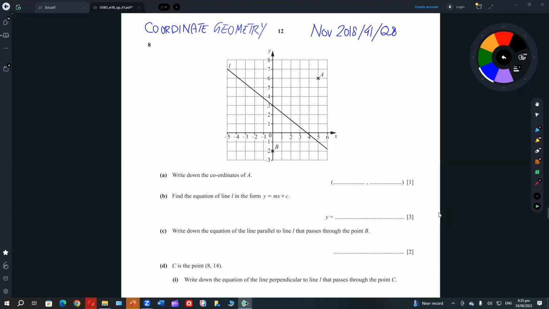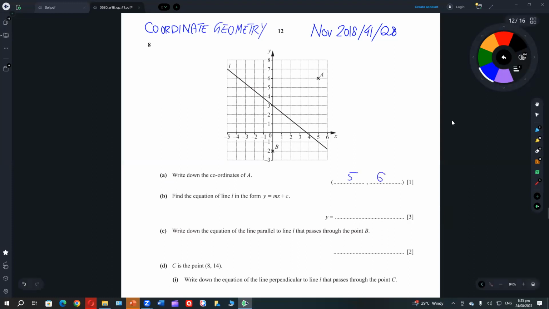Now this is a straight line talking about coordinate geometry. Write down the coordinates of A. First part is too simple. He just wants you to read the point A. So can you read the point A for me? Okay. 5, 6. 5, 6.